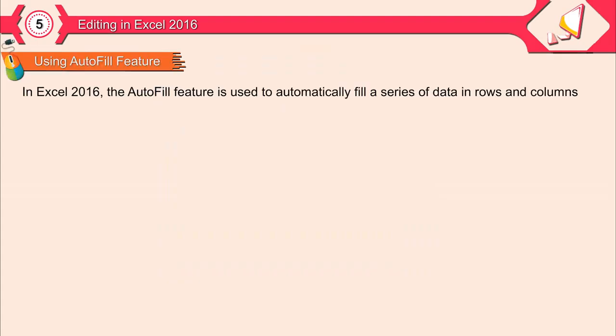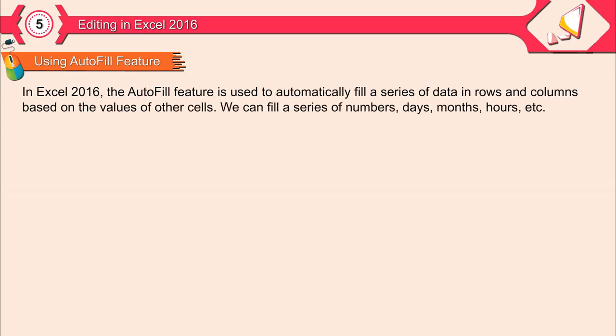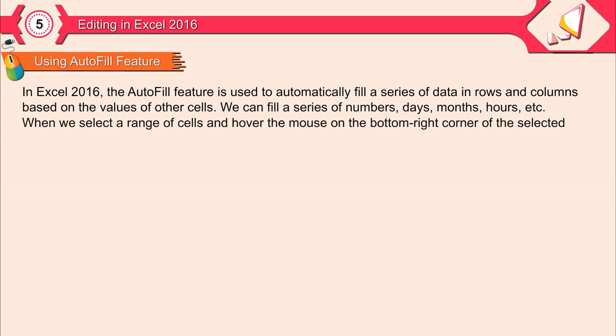Using Autofill feature. In Excel 2016, the Autofill feature is used to automatically fill a series of data in rows and columns based on the values of other cells. We can fill a series of numbers, days, months, hours, etc. When we select a range of cells and hover the mouse on the bottom right corner of the selected range, the pointer changes to a plus sign. This is called the fill handle.